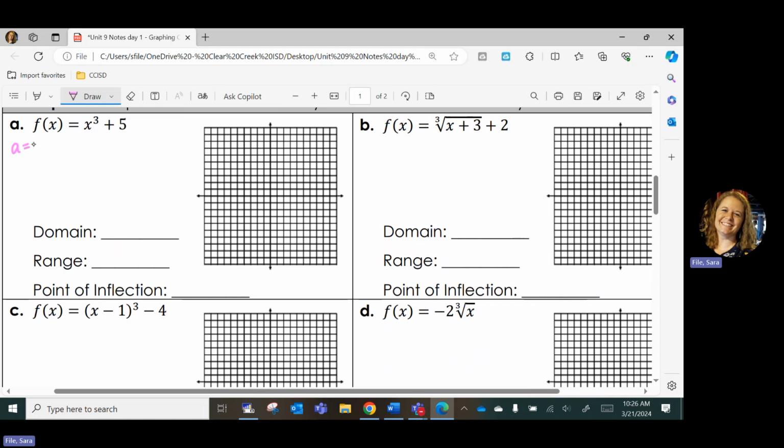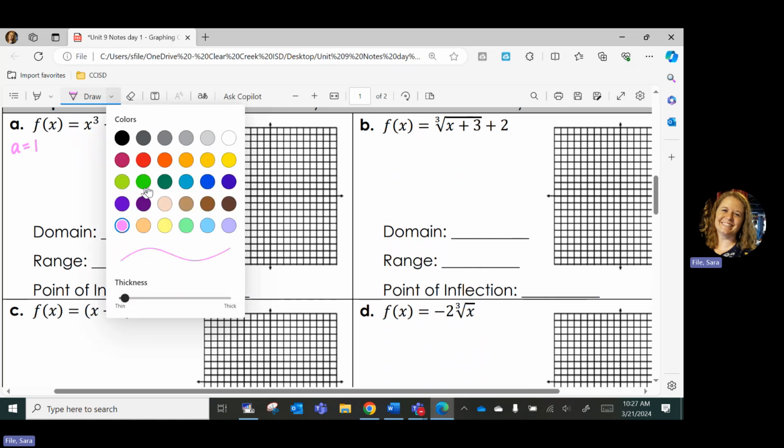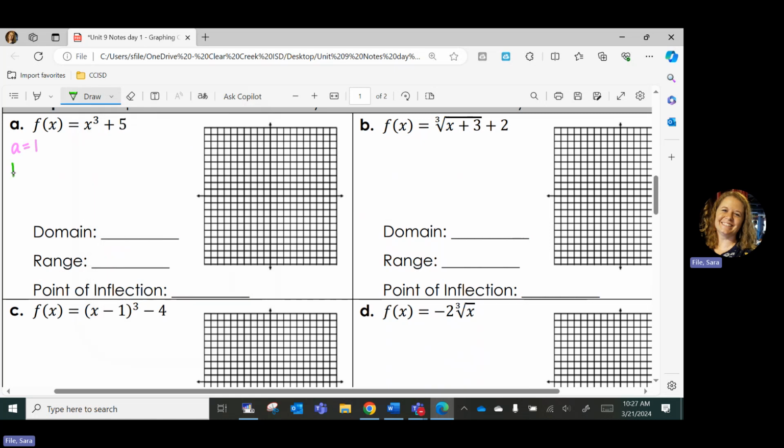So what is my A? Is there anything multiplied in front of the cubed piece? No, so it's an understood 1. So when A is 1, is there any stretch, compression, or reflection? No. Okay. What is H? Is there something added or subtracted inside with the X? No.